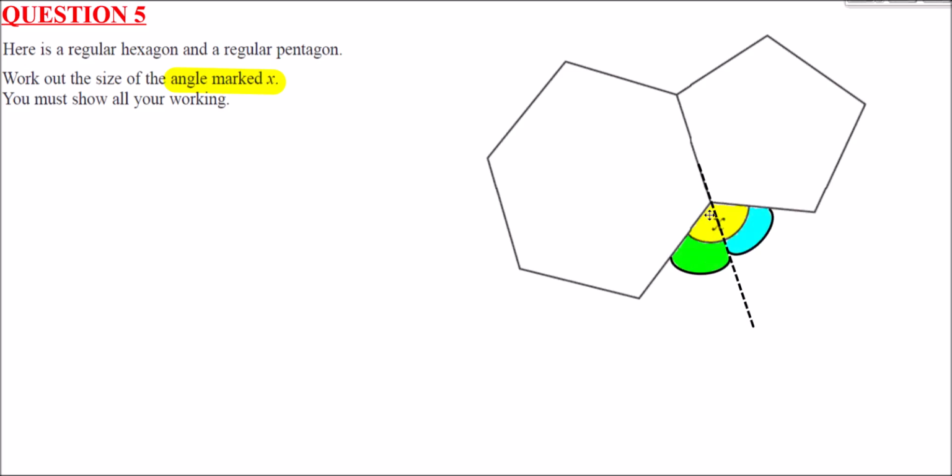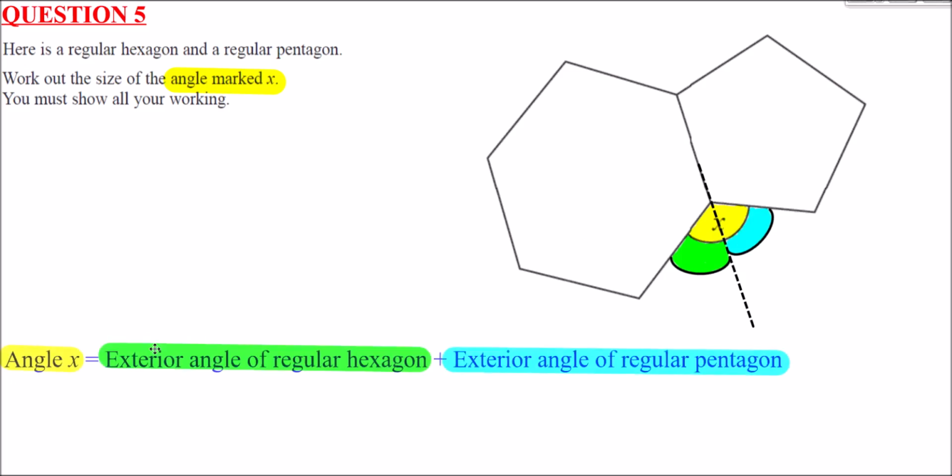So what you need to realise is that angle X is actually the exterior angle of a regular hexagon here, plus also the exterior angle of a regular pentagon. To work out the exterior angle of any regular shape, it's simply 360 degrees divided by how many sides the shape has. A hexagon has 6 sides, so each exterior angle is 360 divided by 6, which is 60 degrees. And the same way for the regular pentagon, that's going to be 360 divided by 5.